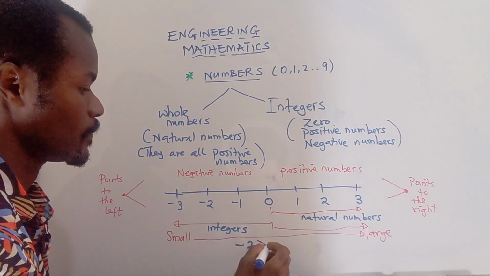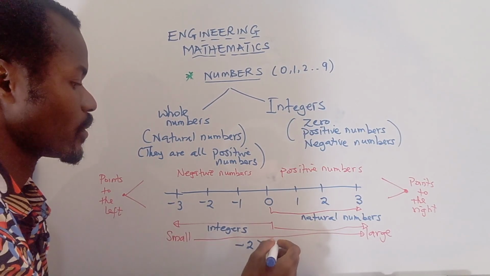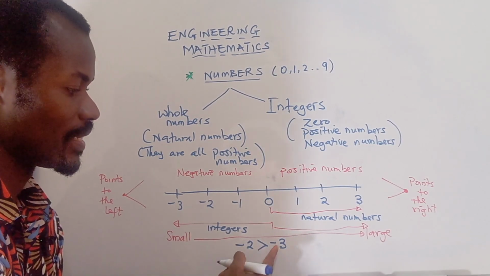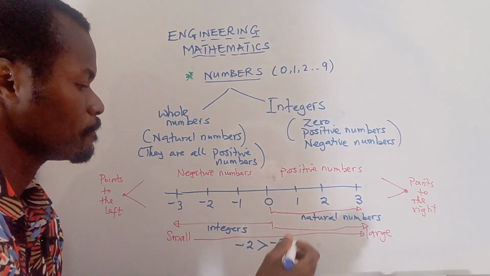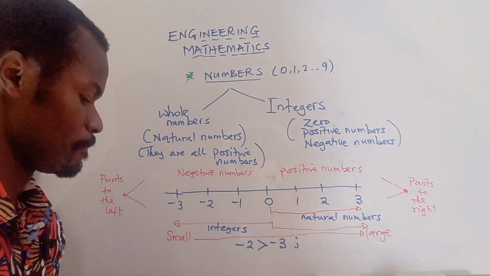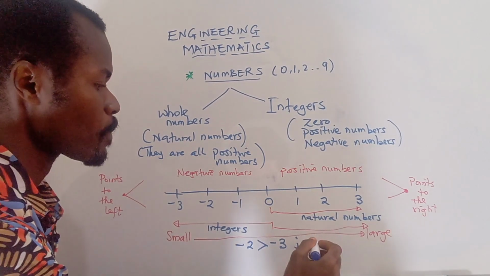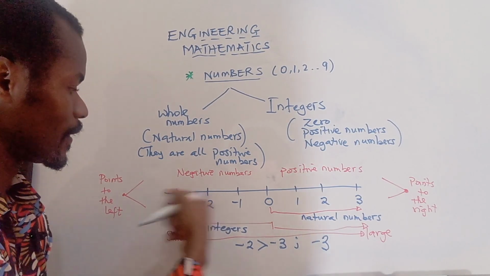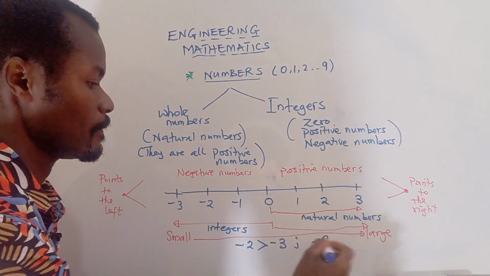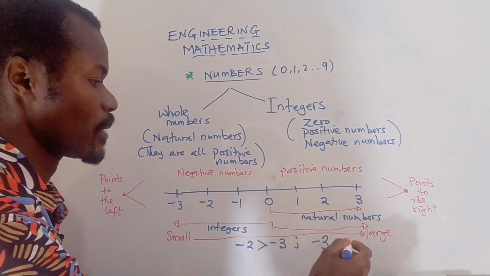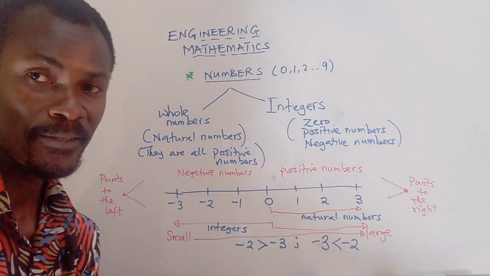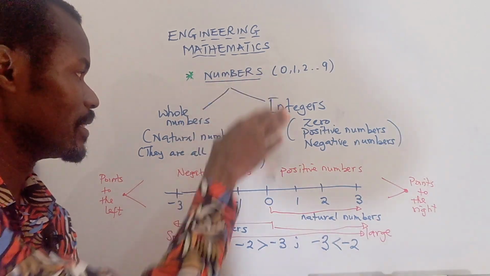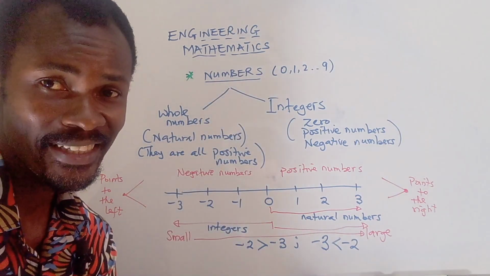So for instance, we can say -2 is to the right of -3, which means -2 is greater than -3. We can equally say that -3 is to the left of this, so -3 is less than -2.